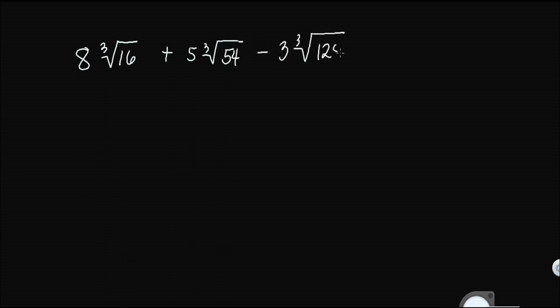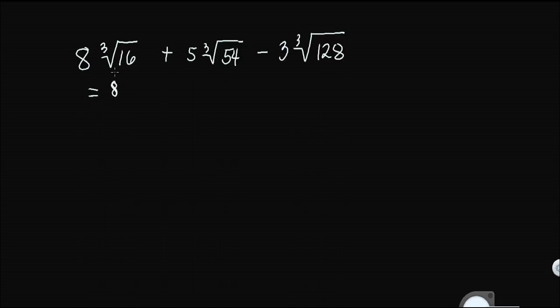What about this given? 8 cube root of 16 plus 5 cube root of 54 minus 3 cube root of 128. Okay, so same lang din naman yan, no? Magkaiba lang sila ng mga radical. So, kailangan natin siyang i-simplify.